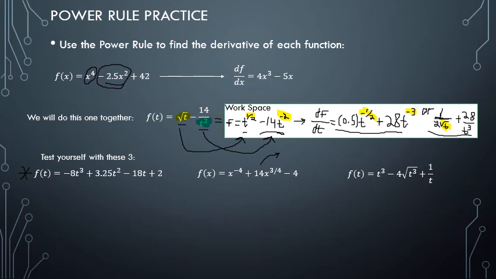But x to the 3/4 is equal to the 4th root of x cubed. So the denominator is the root, so we've got the 4th root here. And then the numerator is the power. So x to the 3/4 is the same thing as the 4th root of x cubed.